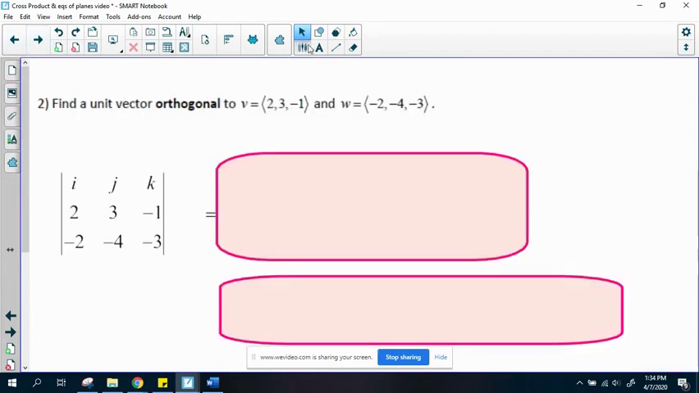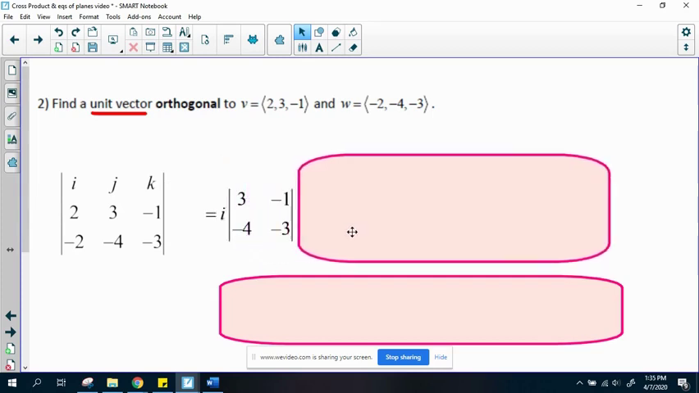Find a unit vector that is orthogonal, or normal, to these vectors. So we want perpendicular. The first thing again is to set up your 3x3. It goes ijk. The first row is 2, 3, negative 1. And then I'm going to go ahead and break my determinants down. As you get faster and better at these, you might not even need to write out this step, but I just wanted to show you again where these numbers are coming from.